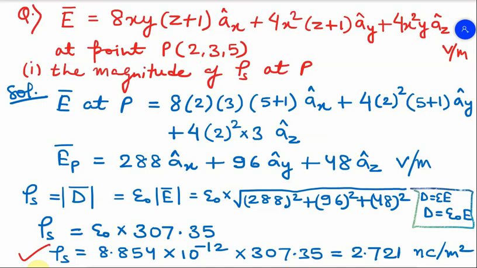Okay. Now the second sub question, depending on this E and point P, is to calculate rho V adjacent to the conductor surface at P. So the second part of the question is calculate rho V, adjacent to the conductor surface at point P.